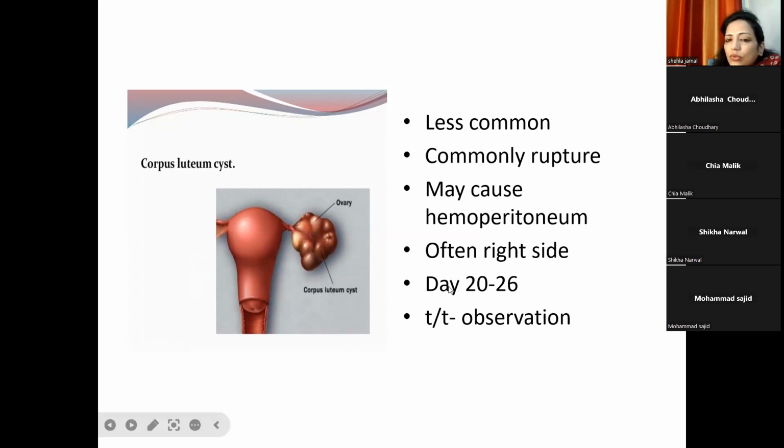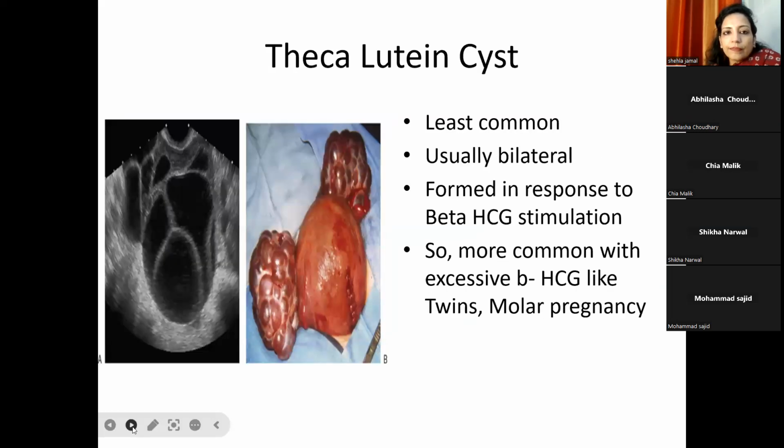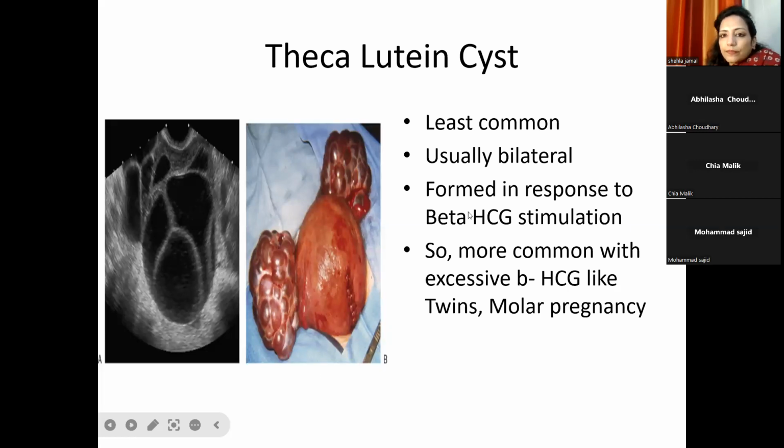So in this case also, if you are sure that this is a case of corpus luteum cyst which has ruptured or unruptured, you just have to give analgesia for pain if at all it is occurring, and treatment is observation, and we don't remove these cysts, neither follicular cyst nor corpus luteum cyst, surgically unless there is an indication. नाउ थिकर ल्यूटीन सिस्ट, ये लीस्ट कॉमन है फंक्शनल सिस्ट में.